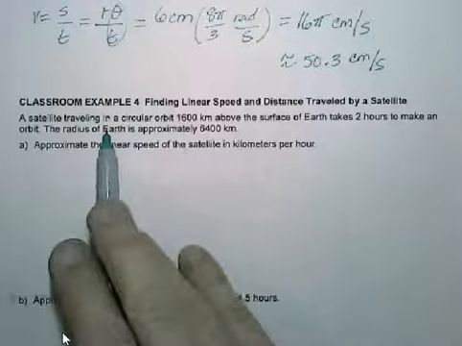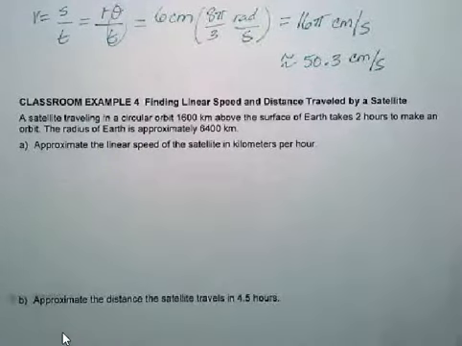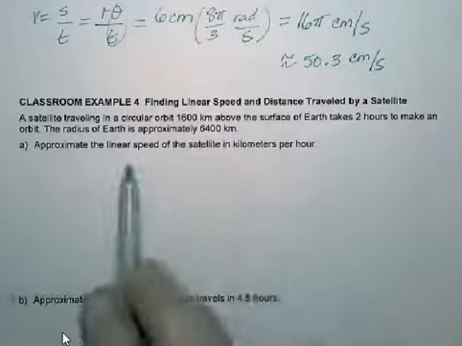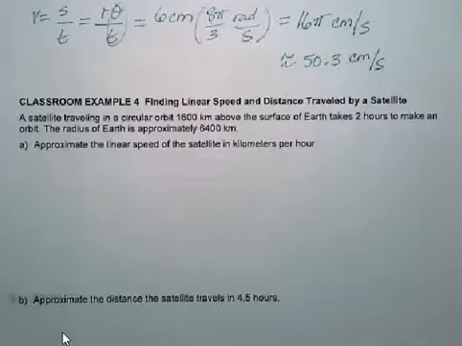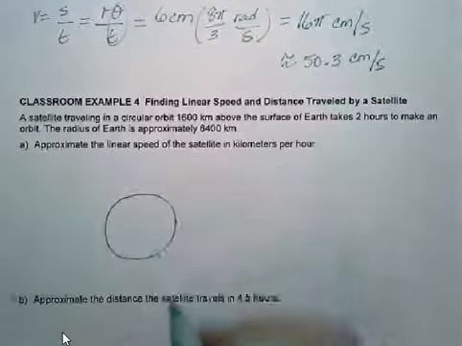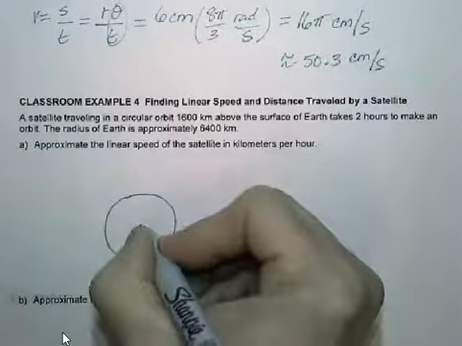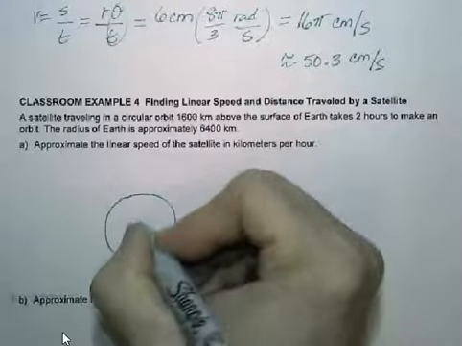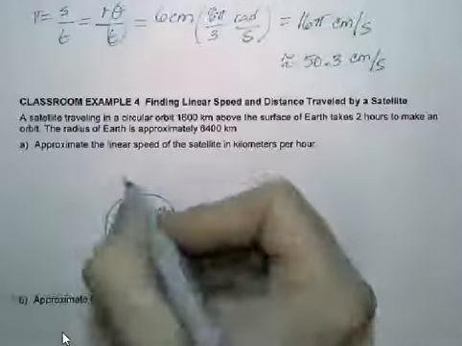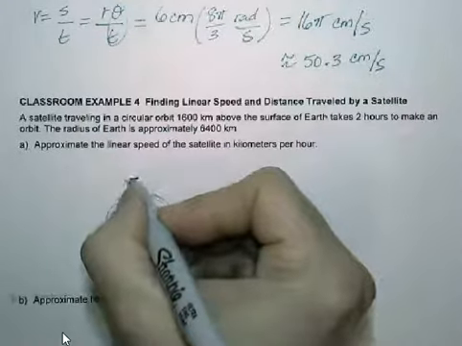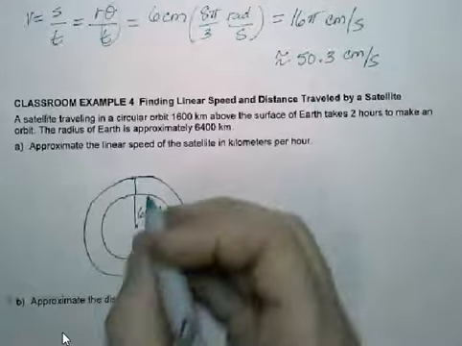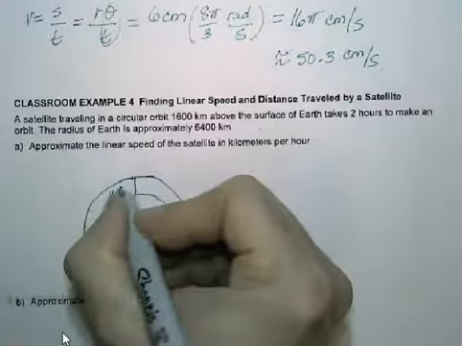In this one, we've got a satellite in orbit above the Earth, and we're trying to find the linear speed of the satellite and approximate the distance the satellite travels in a certain amount of time. For this one, I'm going to draw a picture. Here's the Earth with the radius of 6,400 kilometers, and then I've got the satellite in orbit above that at a height of 1,600 kilometers. So the distance from the Earth up to the satellite is another 1,600 kilometers.